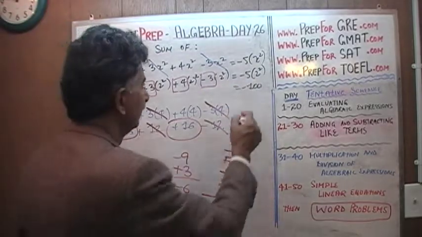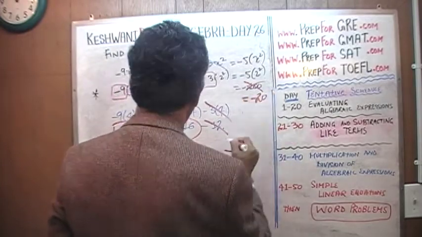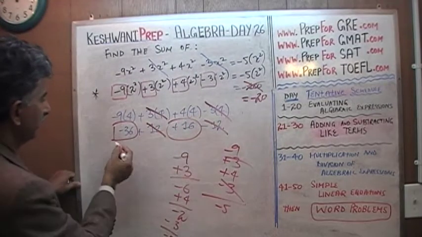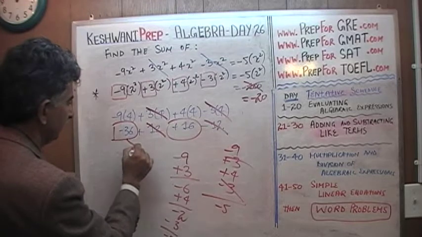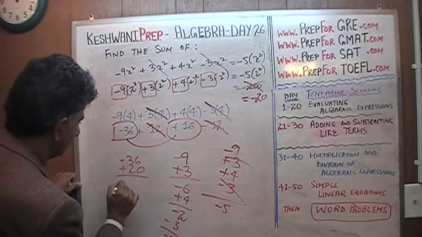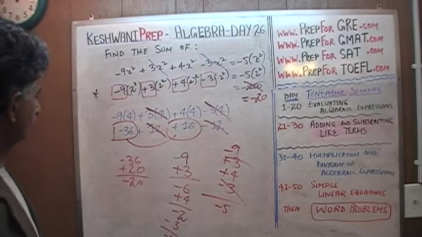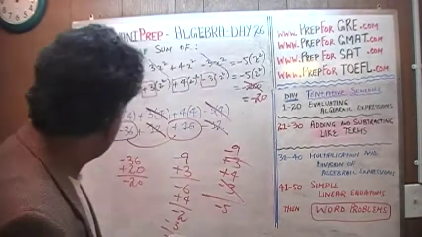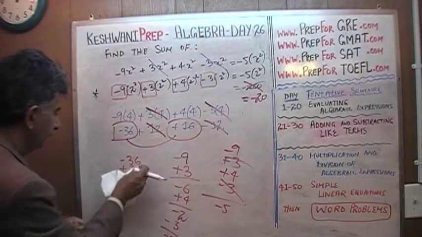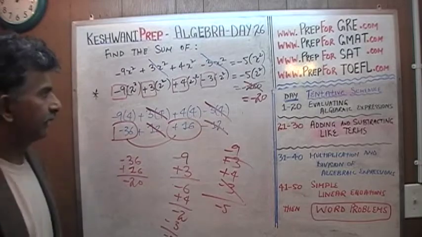Oh, you see? Negative 5 times 4 is negative 20. Now let's see if this one comes out to be negative 20. Oh, there you go. Negative 36 and a positive 16. Voila. It gives you the negative 20 that we're looking for. Negative 36 and a positive 16 is going to give us negative 20.